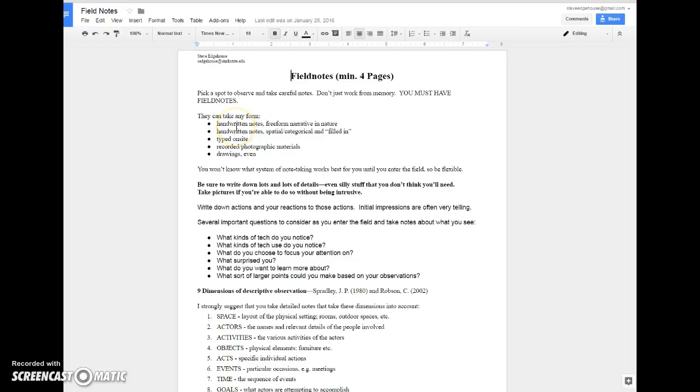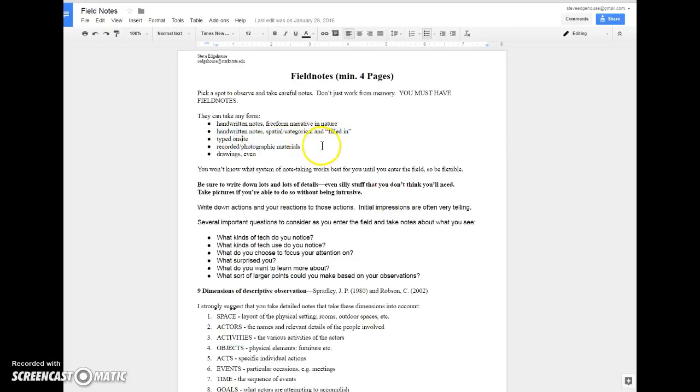Okay. And really, field notes can take any form. Handwritten notes, free-form, narrative in nature. Handwritten notes, spatial, categorical. That's by far my strong preference, to handwrite notes and to filter them through categories that I write out ahead of time.